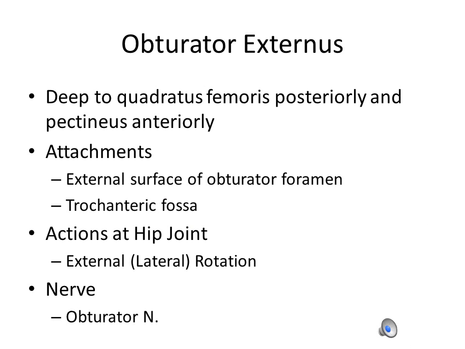Obturator externus. The obturator externus lies deep to the quadratus femoris from a posterior view. It also lies deep to pectineus from an anterior view. The attachments of the obturator externus include the external surface of the obturator foramen and the trochanteric fossa. The obturator externus has action at the hip to include external rotation. The innervation of obturator externus is the obturator nerve.